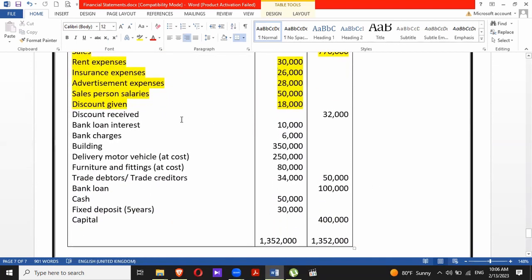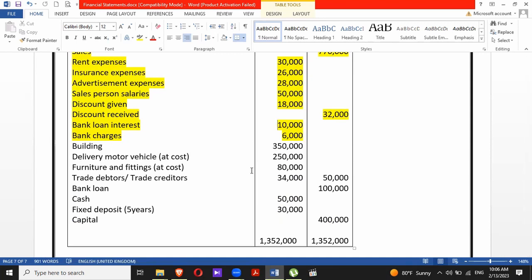Next one, discount received. Discount received is an income, so that also comes under the profit or loss statement. Next one, bank loan interest and bank charges, both are expenses, so they come under profit or loss, right? That's how you can identify the things which should be included in profit or loss and in the statement of financial position.